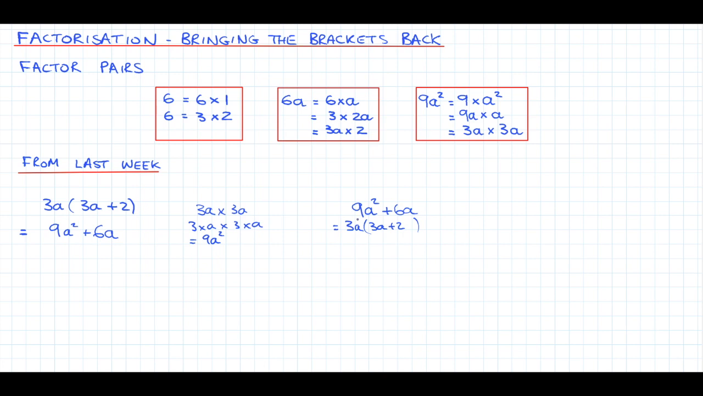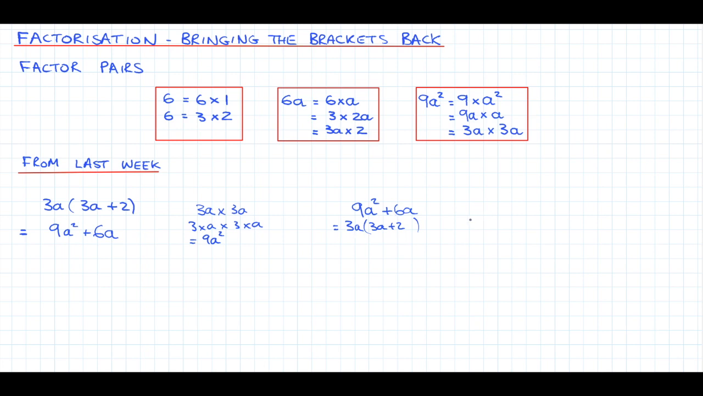We've got 9A squared plus 6A. We'll deal with our numbers first. We would look at 9 and we would look at 6 and ask ourselves, is there a number that divides into 9 and also divides into 6? And there is, it's 3. So there we are, have it there. A squared and A, is there a common factor there? Remember, A squared is A times A. So yes, there is a common factor, it's A. So we take out 3A.